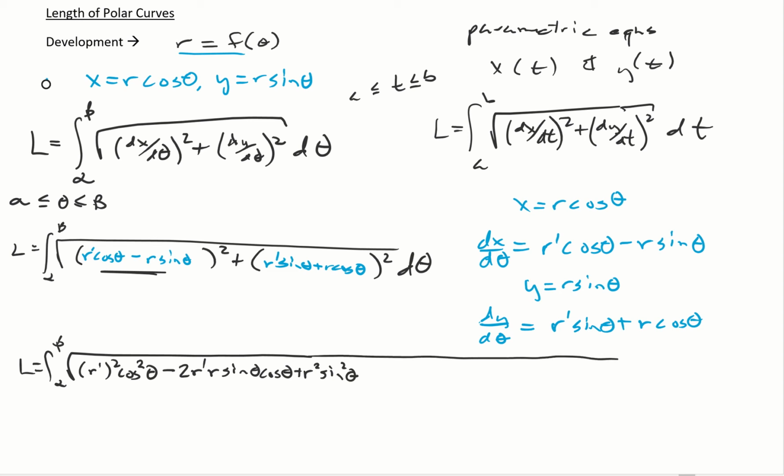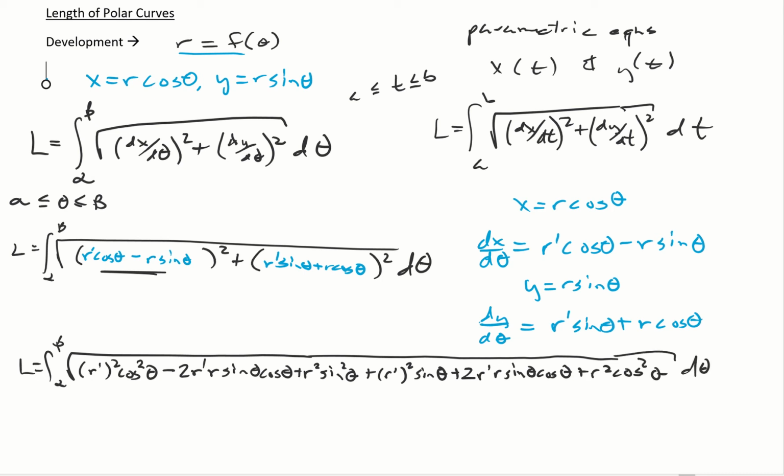Let's do it again. And it's almost the same. Well, kind of different. So we're going to go plus r prime squared sine squared theta. Double this one, so it's going to be plus 2 r prime r sine theta times cosine theta. And lastly, r squared cosine squared, so plus r squared cosine squared theta d theta.